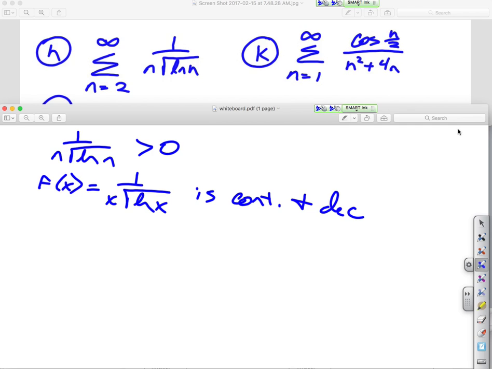I know that's continuous and decreasing. So I've done the setup that's going to allow me to do the integral test. This is why we don't like the integral test. There's a lot of setup.